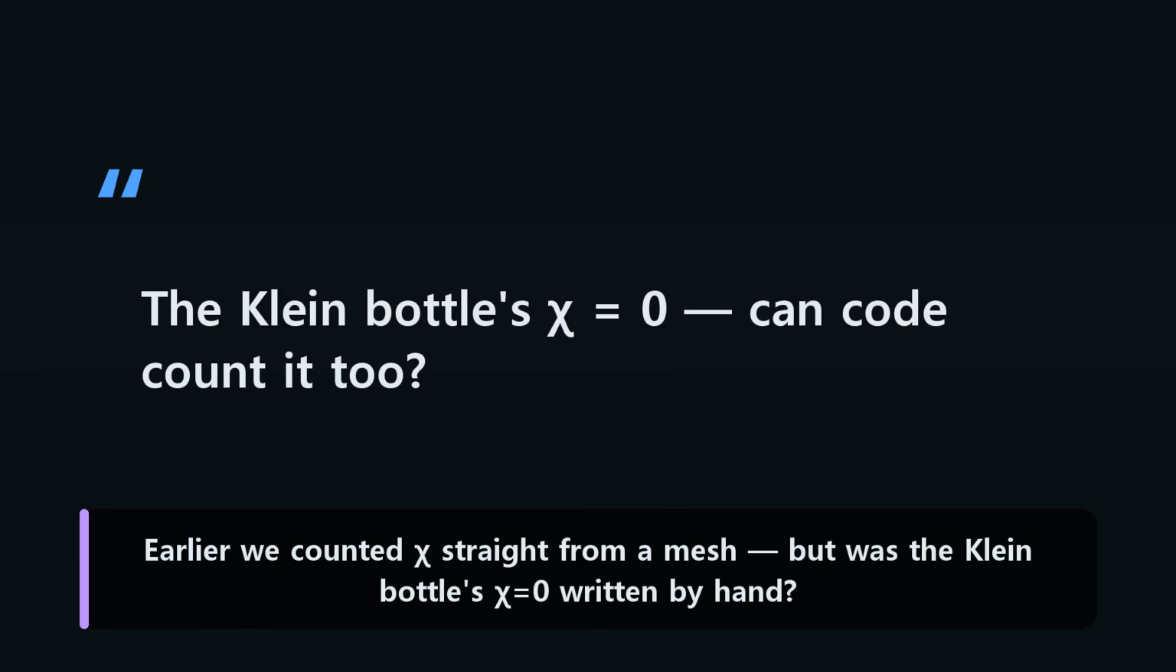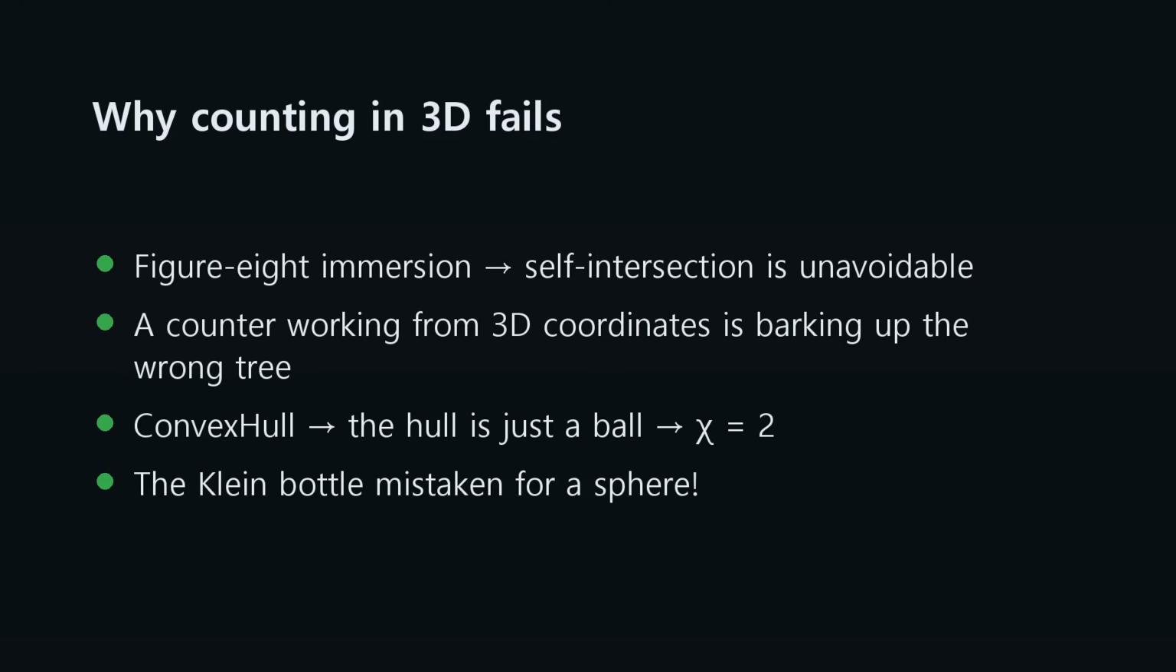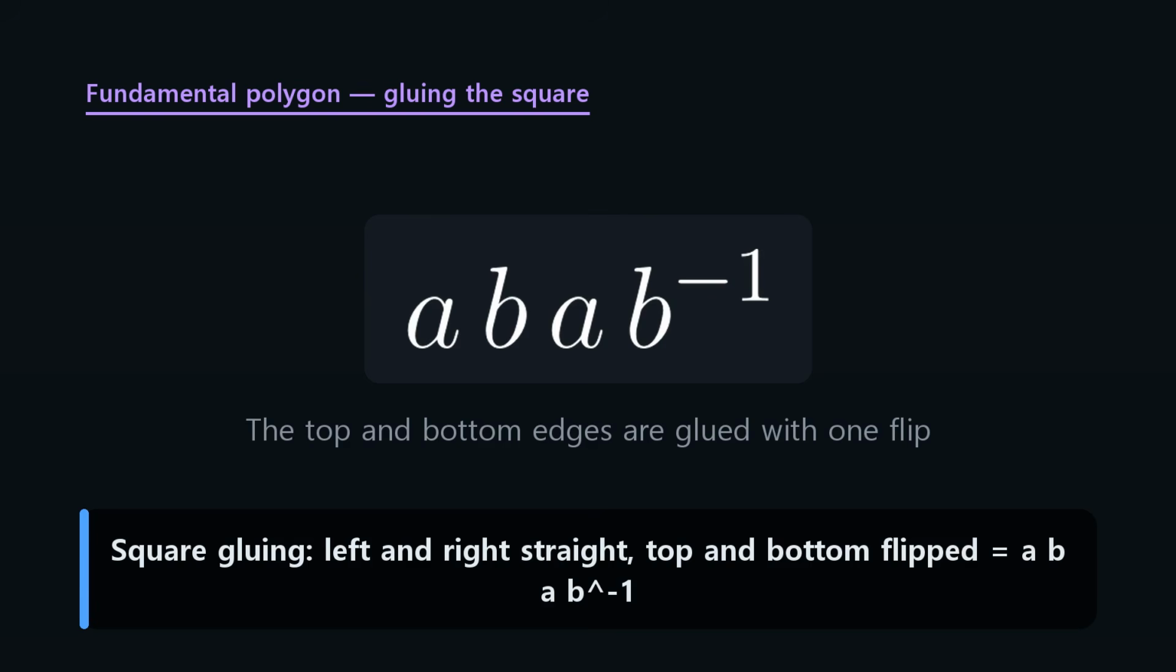Orientability. If you were paying close attention, something may have bothered you. That 0 for the Klein bottle was a number we wrote down by hand. Could code count it instead? It is not so simple. A Klein bottle forced into 3 dimensions must intersect itself, and counting it with a convex hull gives Chi equal to 2. To count it properly, we drop down to the 2-dimensional fundamental polygon.